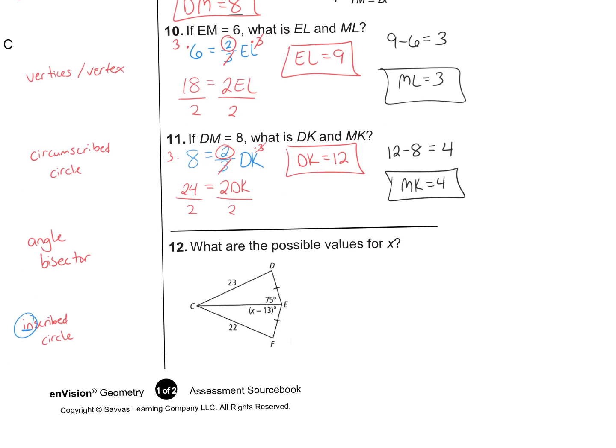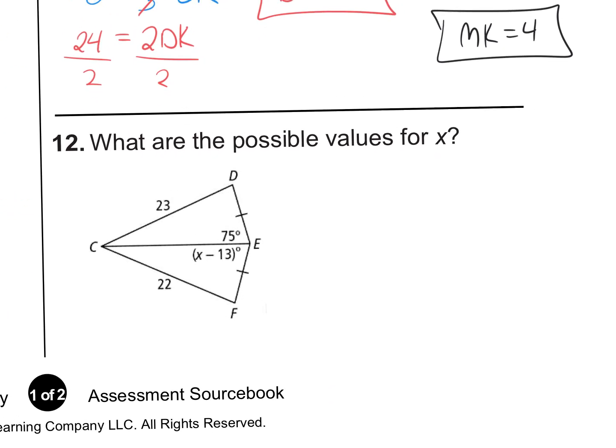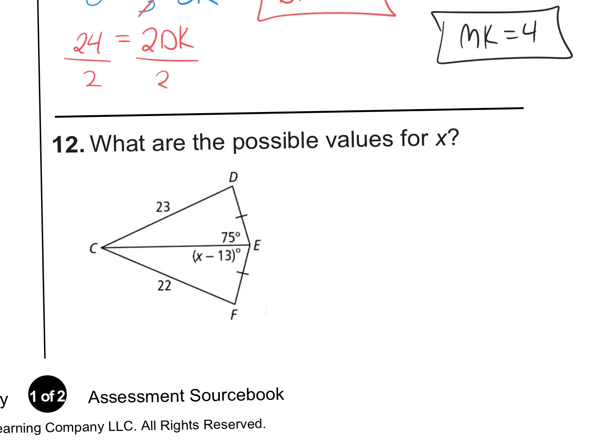Number 12, moving on. We want to know the possible values for x. What did I always tell you to start with to make it a little easier on you? Start with the equation. Start with the algebra we're looking at. So starting with x minus 13, ask yourself, is that an angle or is that a side? It's an angle, so do we want to compare it to another angle or compare it to a side? Compare it to another angle. What's the other angle? 75. So we want to compare x minus 13 to 75.